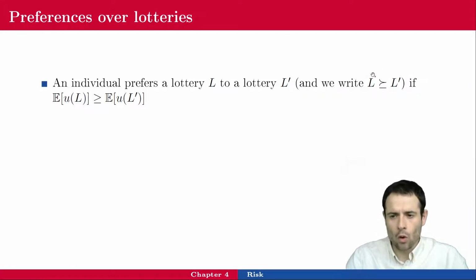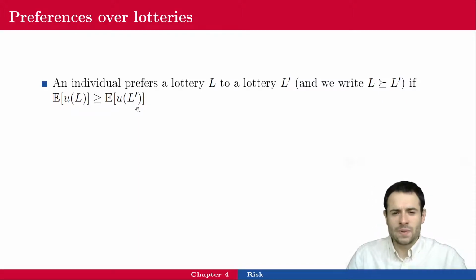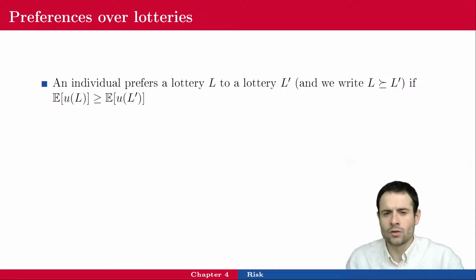These ordinal preferences, I prefer this to that, translate in utility terms to the expected utility from lottery L is bigger or equal to the expected utility derived from lottery L prime. So if I get a higher expected utility from one lottery over another, then I will prefer that lottery.